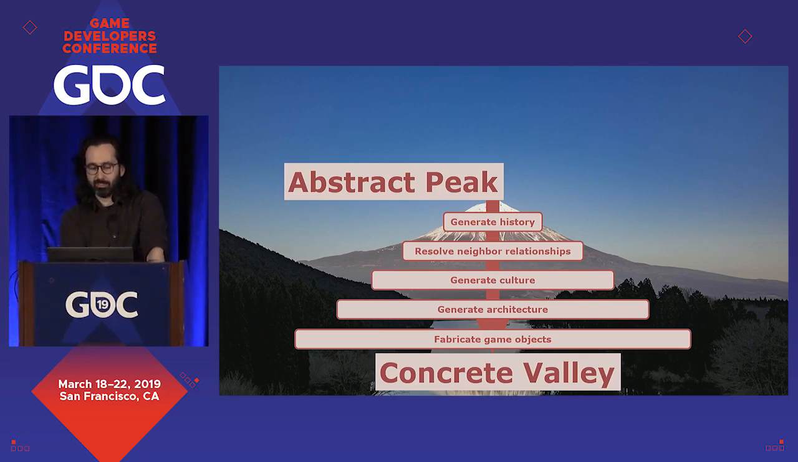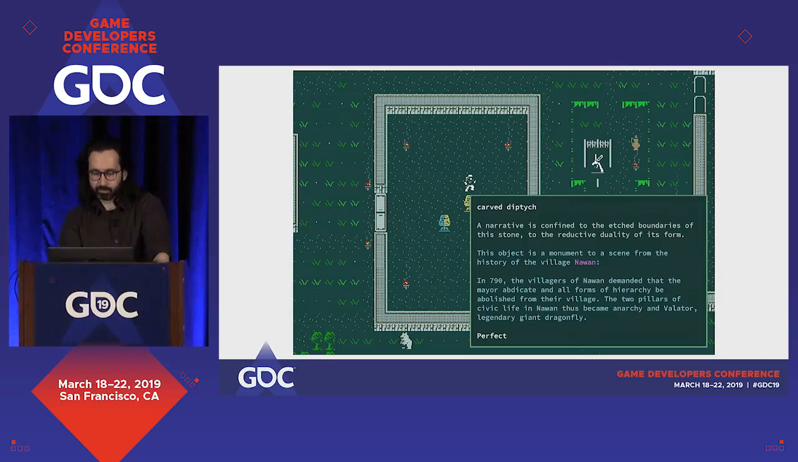Now, when we actually get down to fabricating game objects, we need to generate concrete things that the player can interact with. But these 5 steps are arranged along this sort of axis of abstraction. We're going to generate history, represent it really abstractly, resolve some neighbor relationships, make some decisions about the history, go down, start to actually make decisions about what the culture looks like. And at each step, we're just getting closer and closer to Concrete Valley here, where we're actually going to be serving the village up to the player.